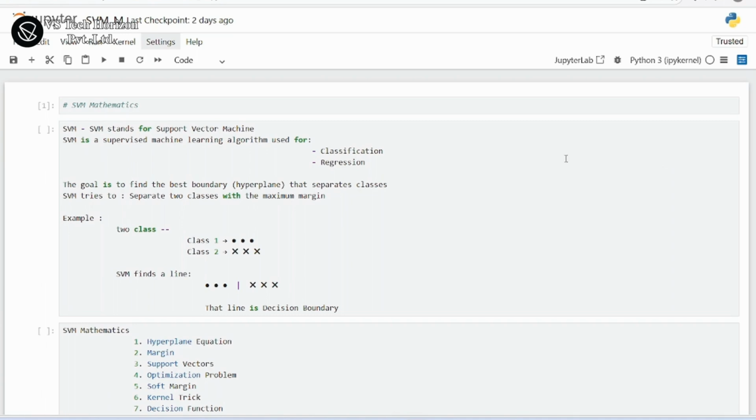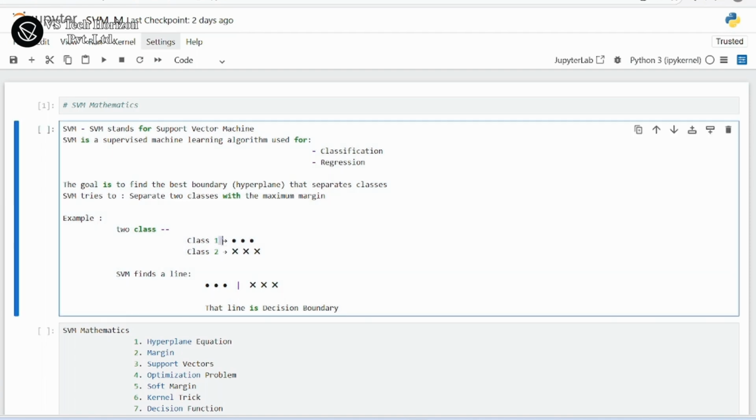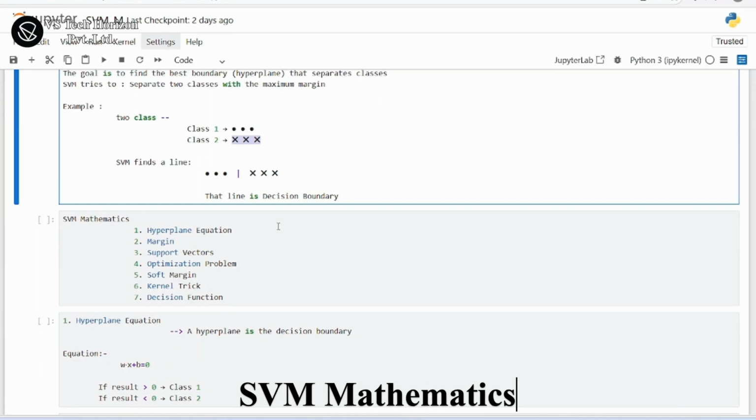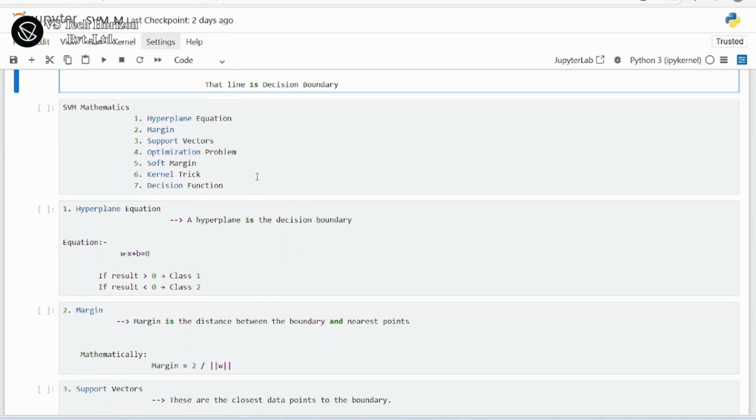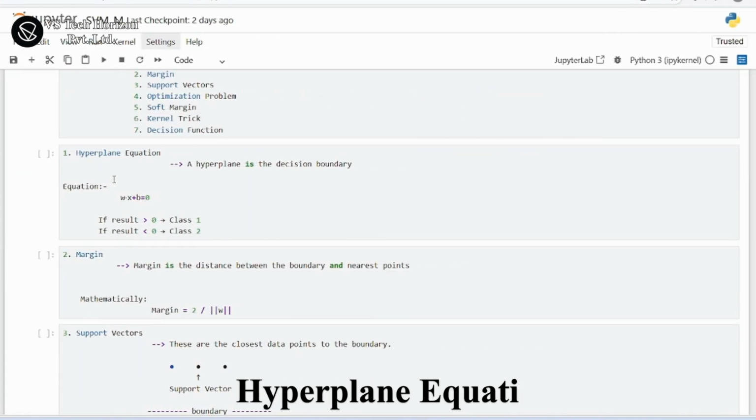For example, there are two classes, class 1 that represents dots and class 2 that represents cross marks. So the SVM finds a line, and that line is the decision boundary. So this is all about SVM. So let's understand what is SVM mathematics. There are several SVM mathematics concepts: hyperplane equation, margin, support vectors, optimization problem, soft margin, kernel tricks, and so on. So let's first understand what is the hyperplane equation.